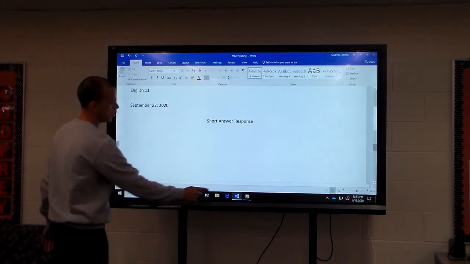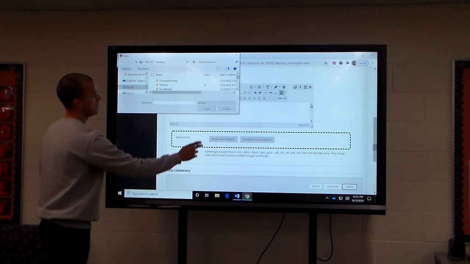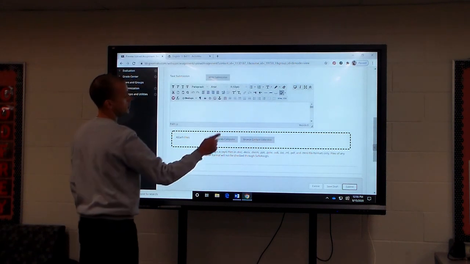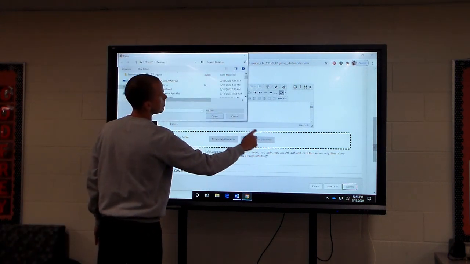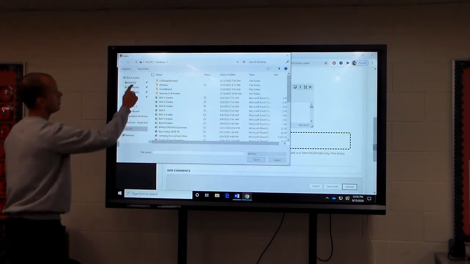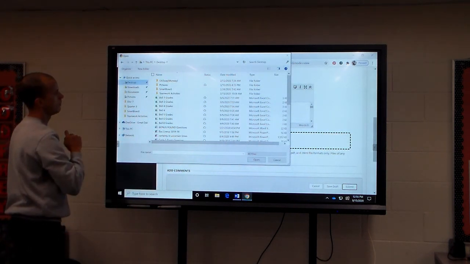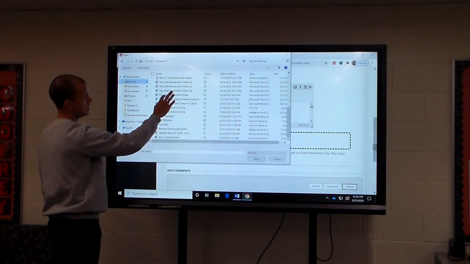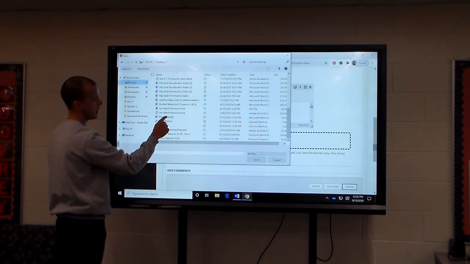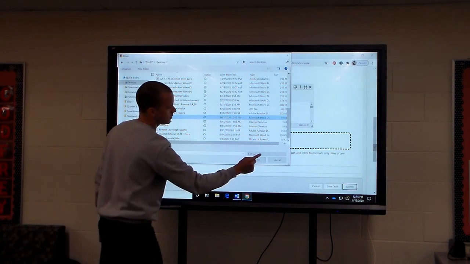Once it's saved, you would go back to Blackboard. You would probably need to reopen Browse My Computer. Let's see if I can make this bigger. And then you would go to Desktop. And then you would find wherever and whatever you saved it as. For us teachers, we saved it as MLA heading. Then you would have to hit Open.